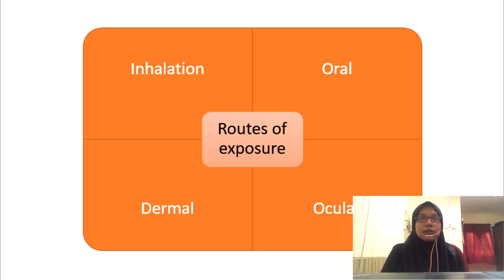Next, we're going to discuss the routes of exposure of xylene. We're going to see how xylene enters and changes our body, which can lead to health complications. There are four known routes of exposure: inhalation, oral, dermal, and ocular. Between these four, inhalation is the most common route.